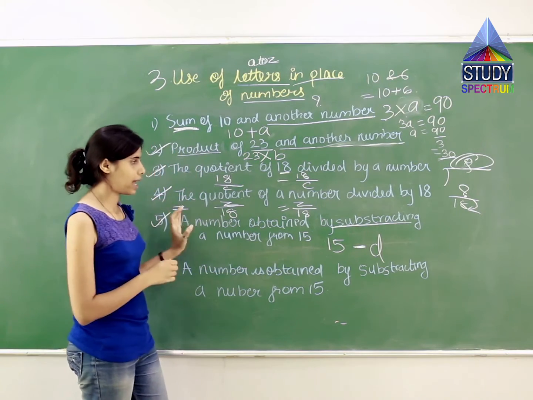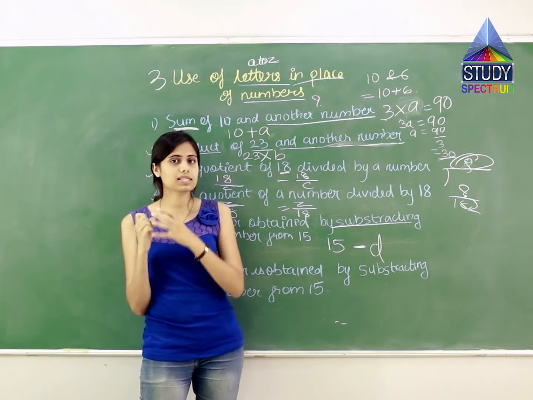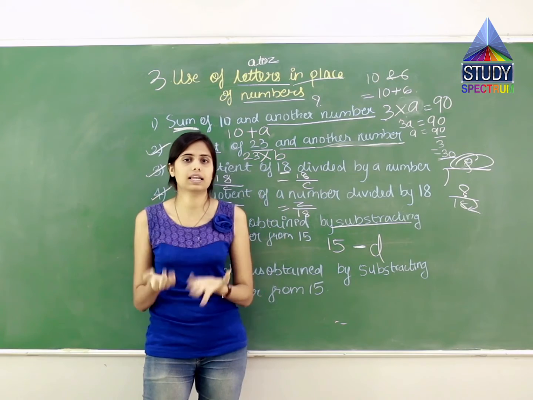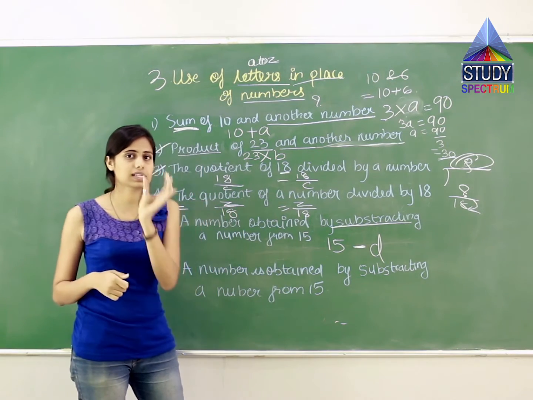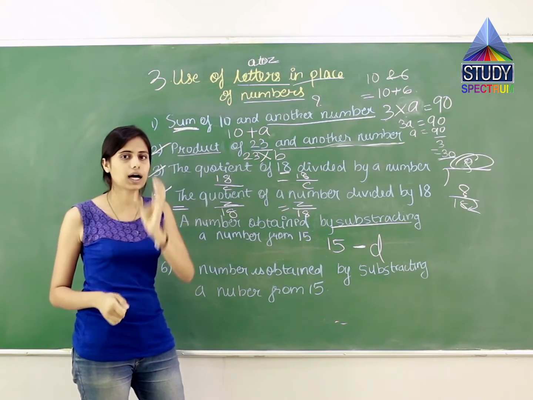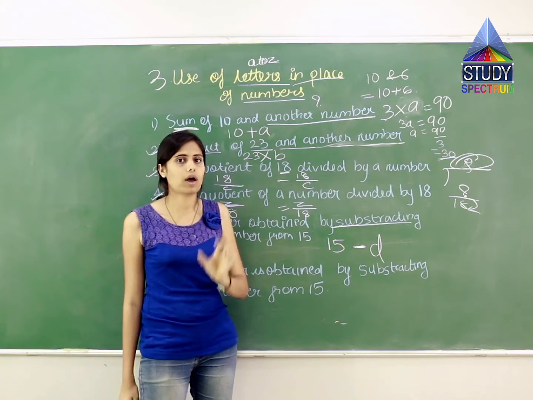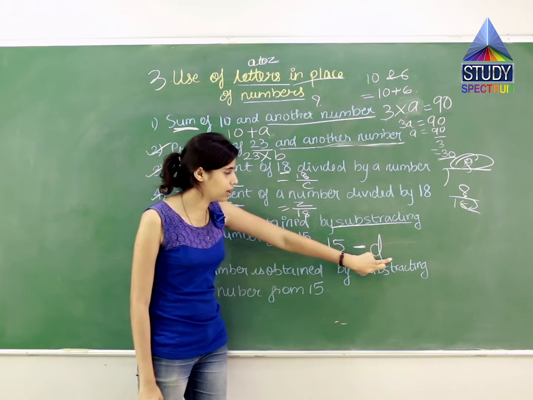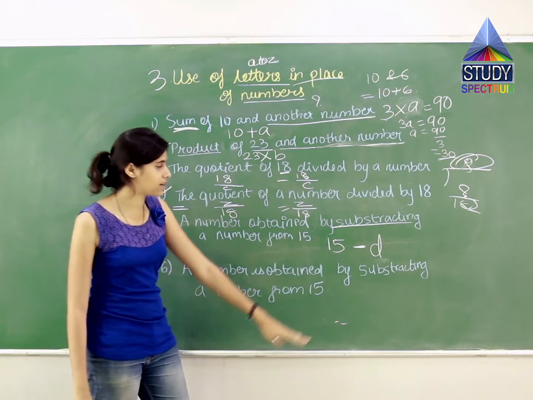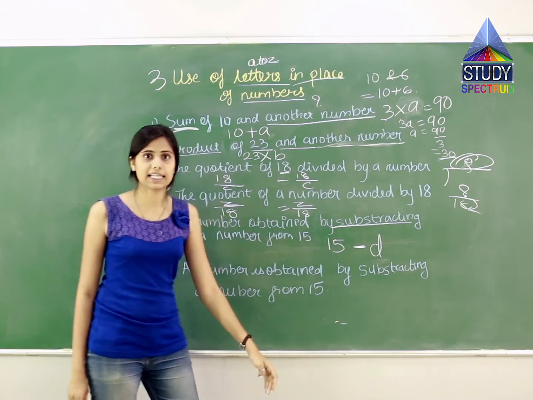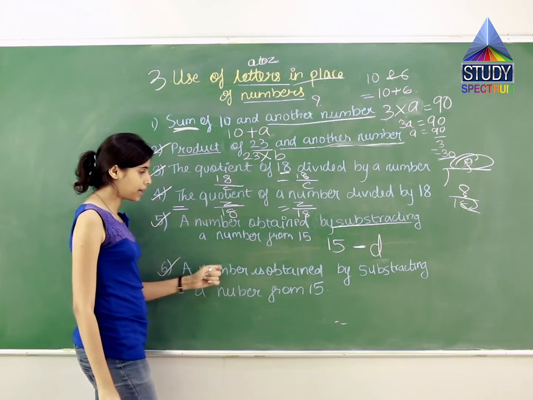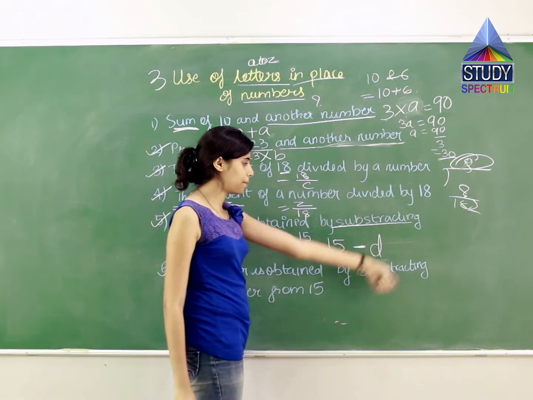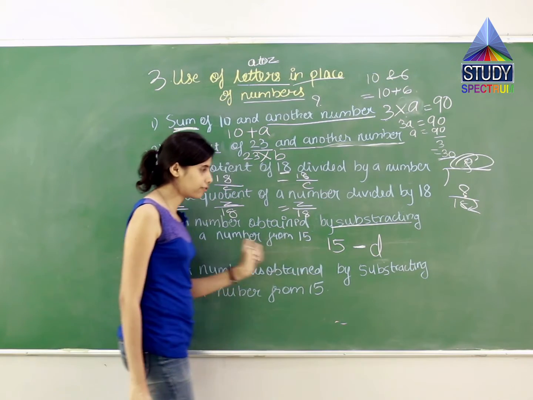So what is said here is that if a number is taken away from 15, how will you write it? You cannot write a number, so what we have done is, a number, any number, another number, anything like that said in the question, is replaced by a letter from A to Z, which over here I have taken as D. Now sixth question. A number is obtained by subtracting a number from 50.